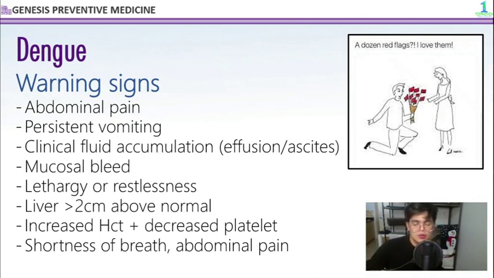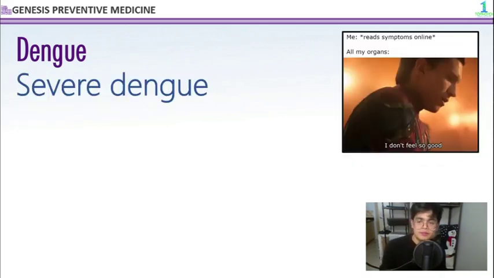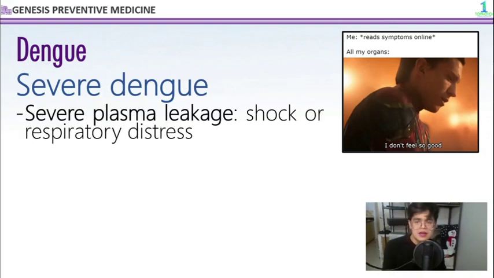And another warning sign would be the combination of increased hematocrit with decreased platelet. And specifically for children, a warning sign is shortness of breath and abdominal pain. So these warning signs are all correlated or are all explained by the pathophysiology of dengue to affect fluid status and platelets, to destroy platelets. Okay? So, severe dengue at last.